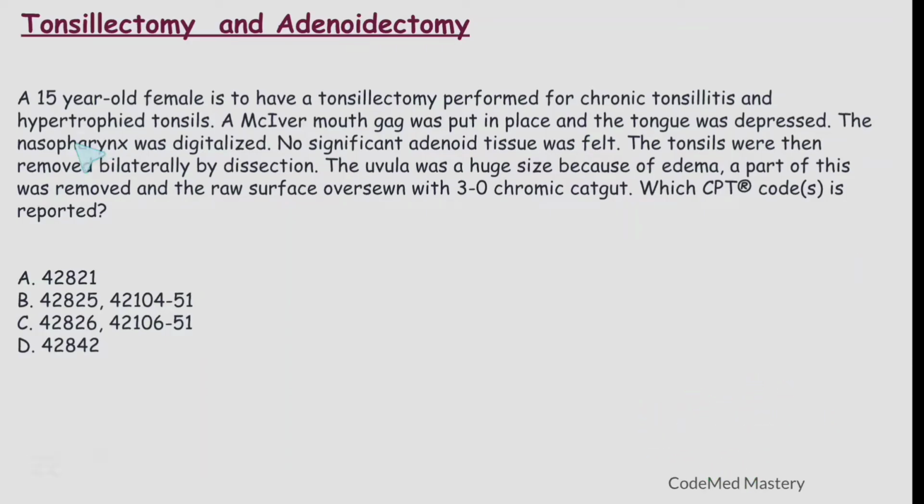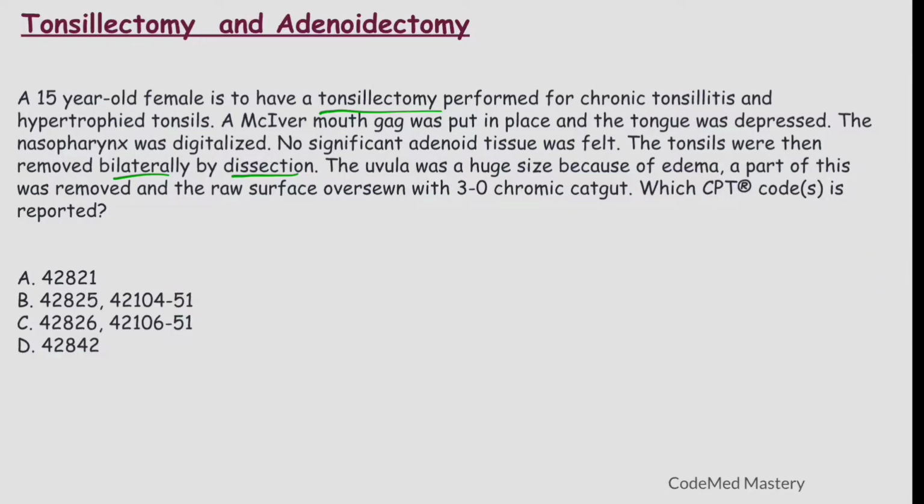Read the question. A 15-year-old female is to have tonsillectomy performed for chronic tonsillitis and hypertrophied tonsils. A mouth gag was put in place and the tongue was depressed. The nasopharynx was digitalized. No significant adenoid tissue was felt. The tonsils were then removed bilaterally by dissection. The uvula was a huge size because of the edema. A part of this was removed and the raw surface oversewn. So which CPT code is reported?